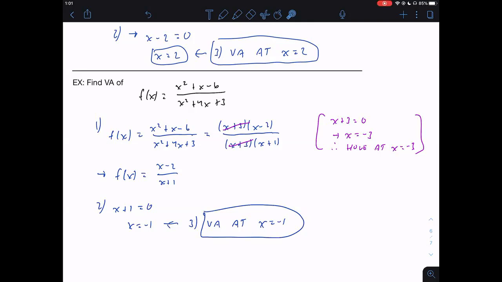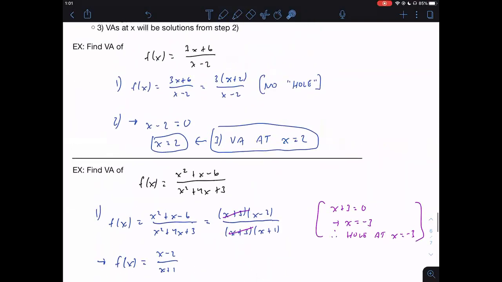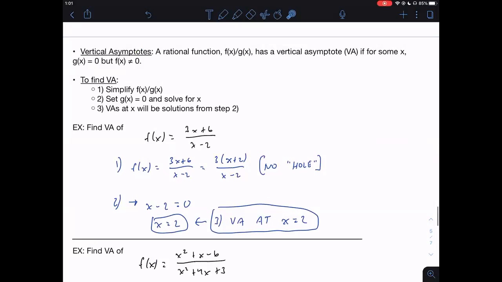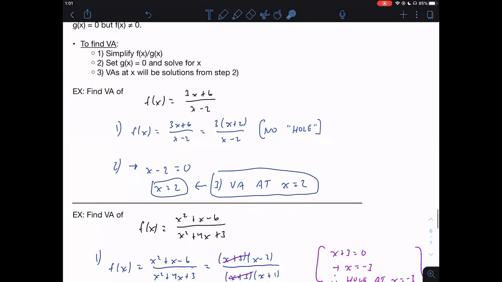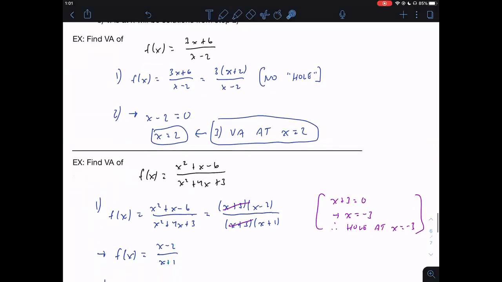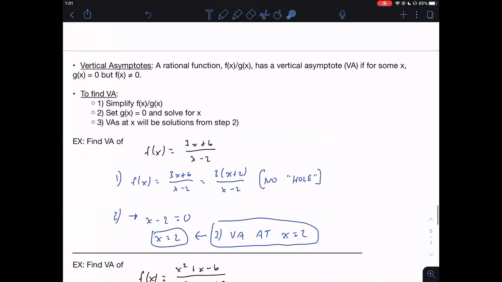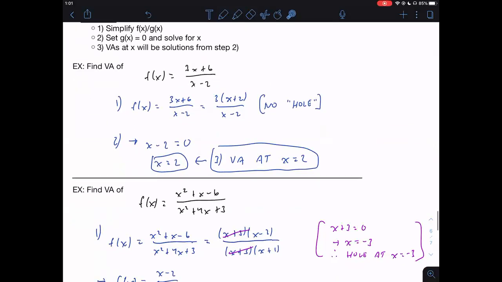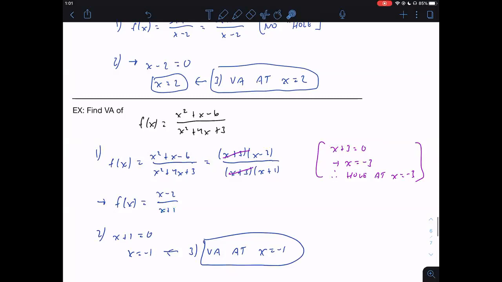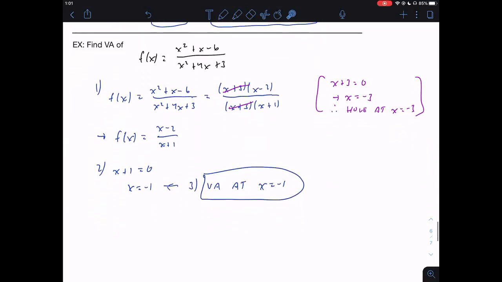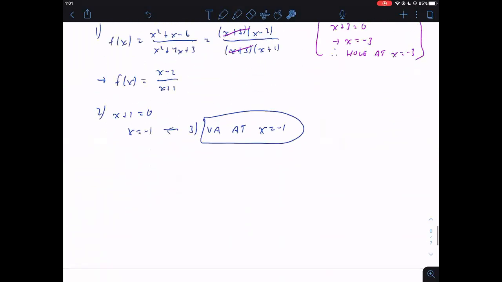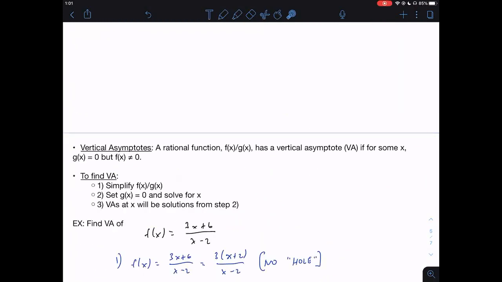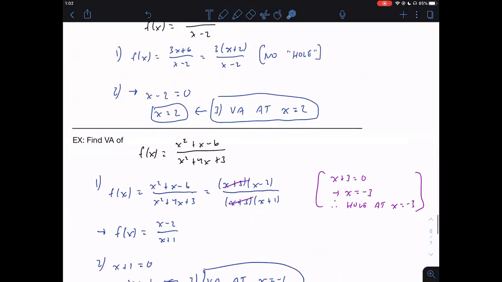Again, a vertical asymptote represents the values of x that will make your rational expression undefined after simplifying. In other words, it's the values of x that make your denominator 0 after simplifying your rational expression. Now, the vertical asymptotes deal with the x-axis, and we'll graph this in just a little bit.